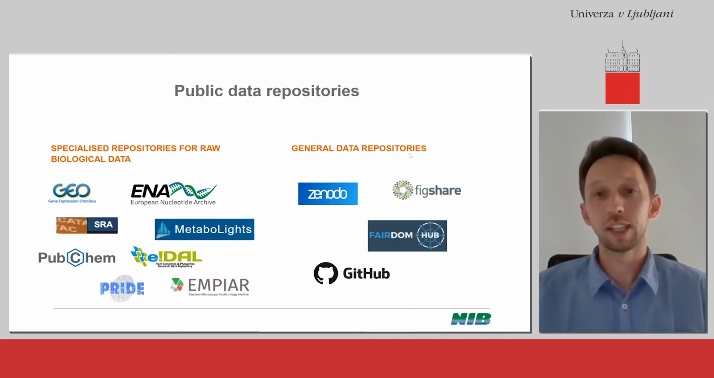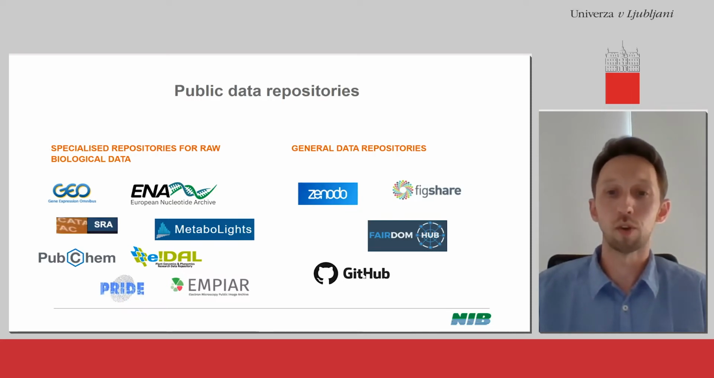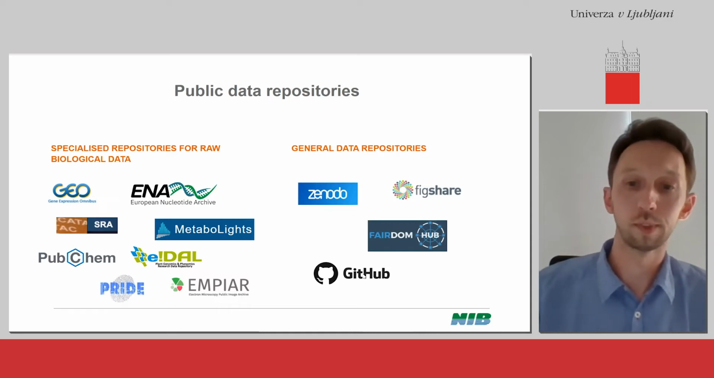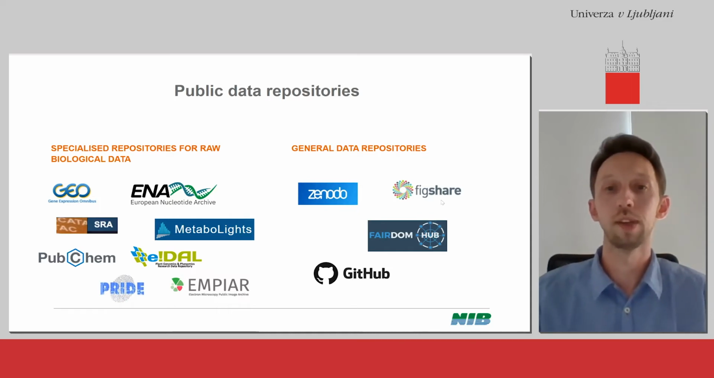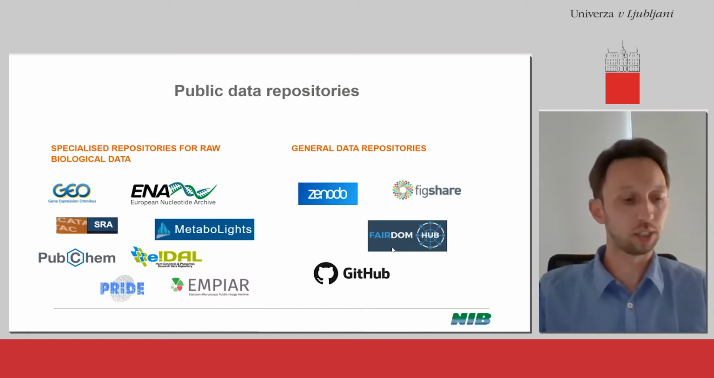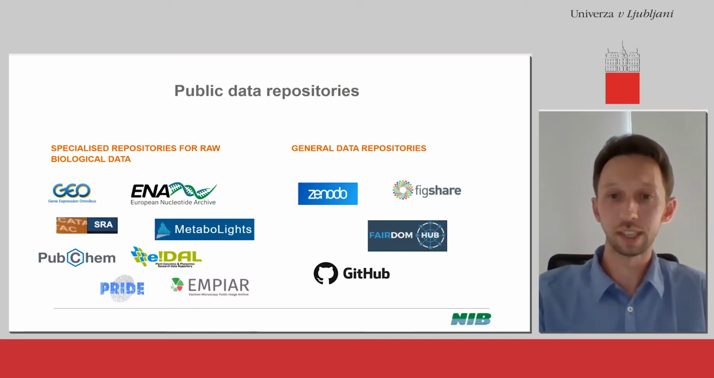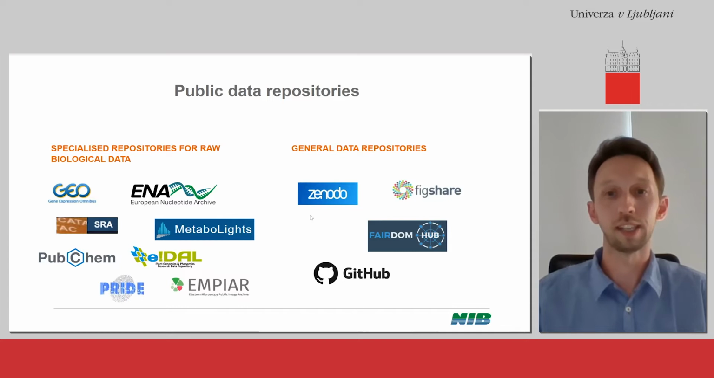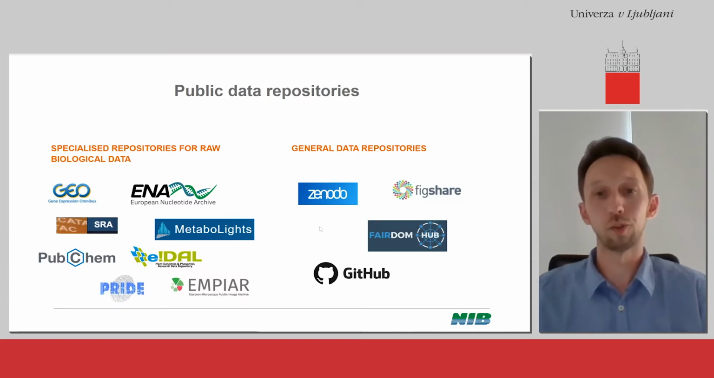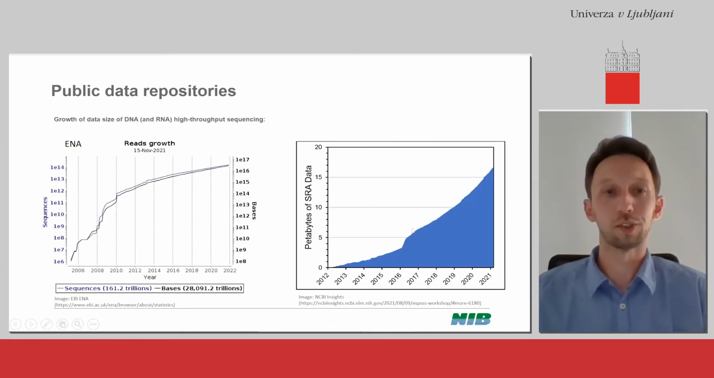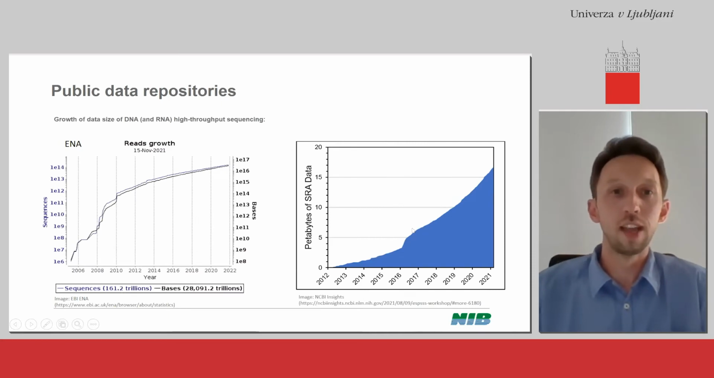And then you have general data repositories such as Zenodo, Figshare, Fairdom Hub, or for computer code, you have GitHub, as already mentioned by the previous presenter. So these are both options how you can share the data, and then usually you can also publish it in a journal.